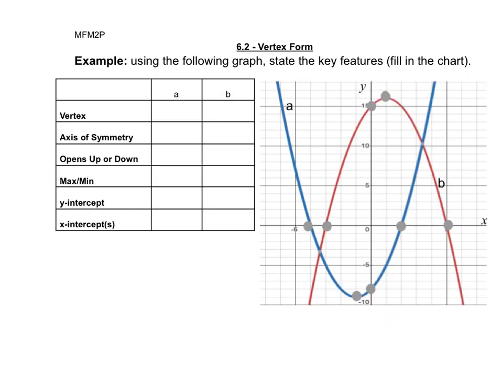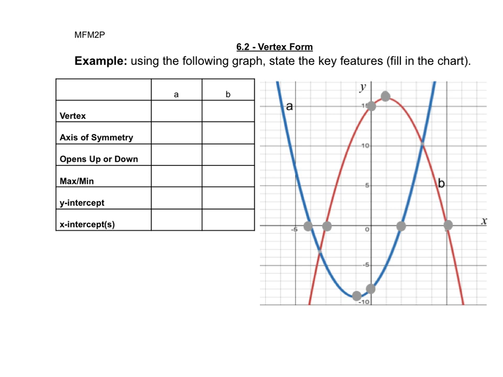There are two graphs on the right-hand side, graph A and graph B. Graph A is blue, graph B is red, and take a moment and try to fill in the table, which is very similar to what we did on the other slide, for each of these quadratic parabolas. I have indicated with large gray dots the areas of interest that you should be labeling.